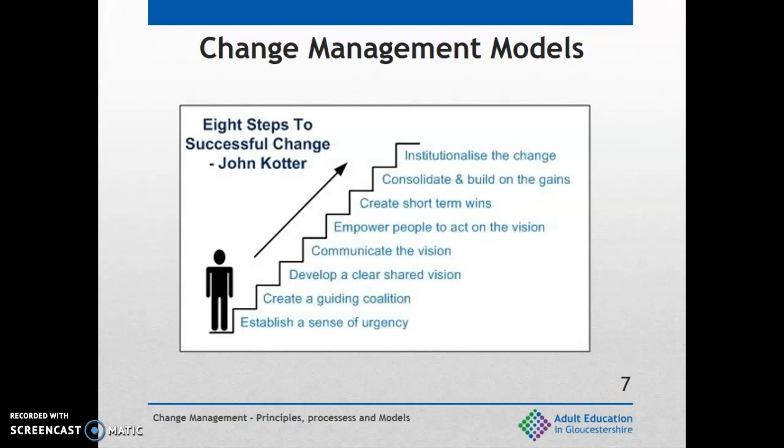Again, a very, very simple 8 steps to successful change. Lots of smaller targets and initiatives sit underneath each of these key steps. And you can find more about the Kotter theory on the internet.